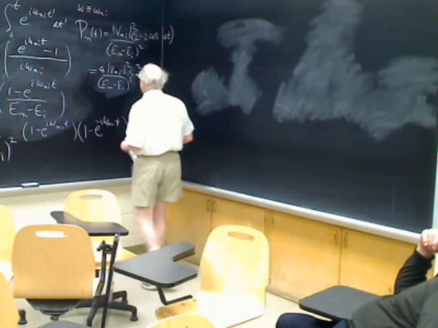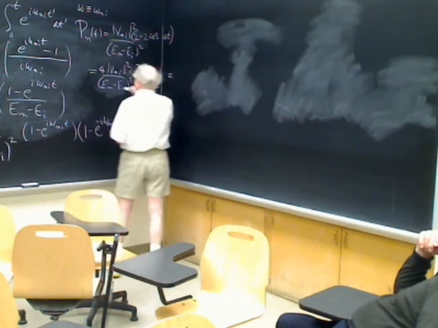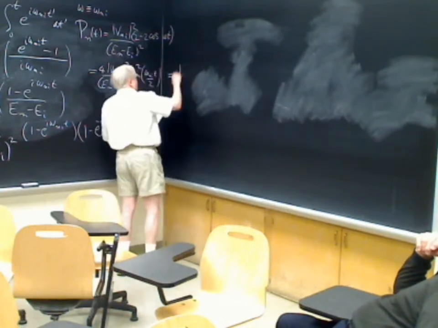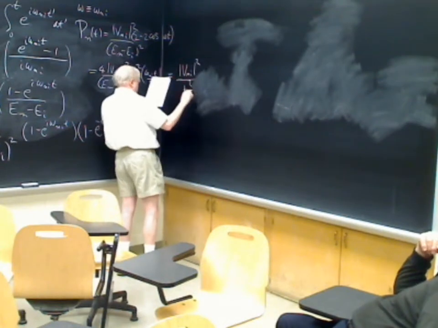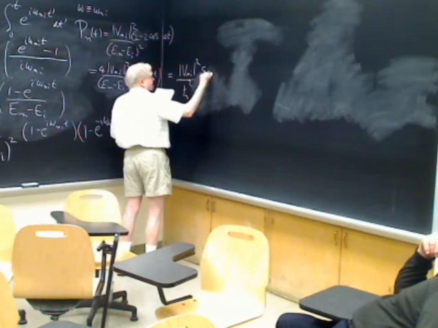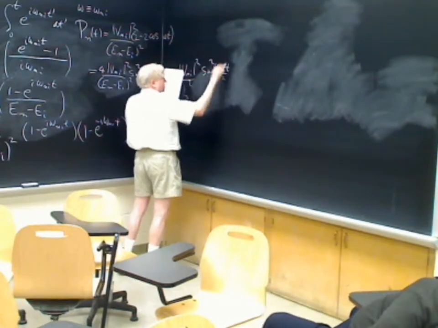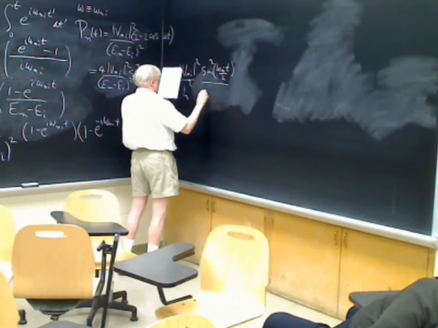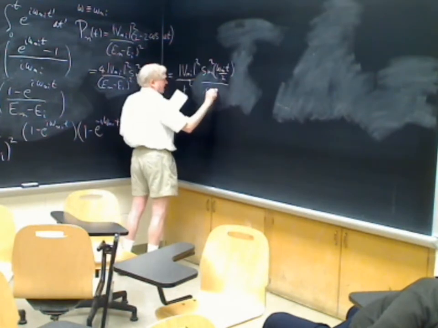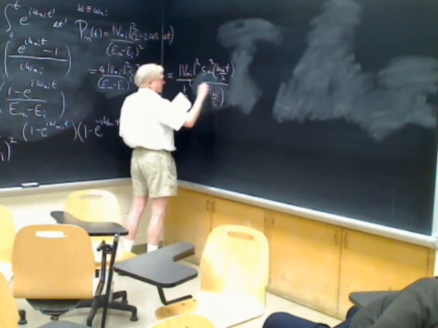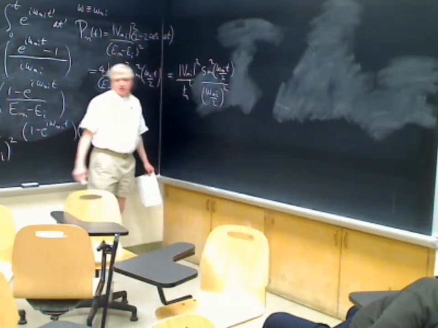And in fact, we can do one more trick by pulling back in the h-bars. We can write this as V_ni squared over h-bar squared times sine squared of omega_ni t over 2, divided by omega_ni over 2 squared. So we absorb the 4.